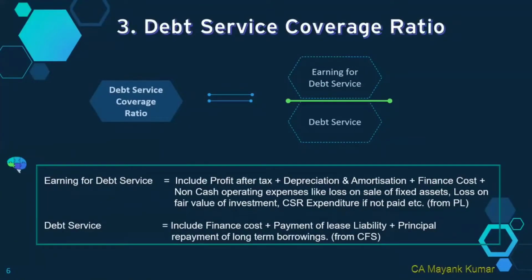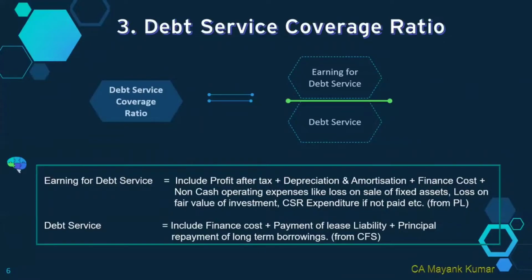Next ratio is debt service coverage ratio, which depicts the capability of the company to service its debt obligations, that is long-term debt. Debt service coverage ratio is calculated by dividing the earning for debt service by debt service. So earning for debt service will include profit after tax plus non-cash expense like depreciation and amortization plus finance cost plus non-cash operating expense like loss on sale of asset, loss on fair value of investment, CSR expenditure if not paid.